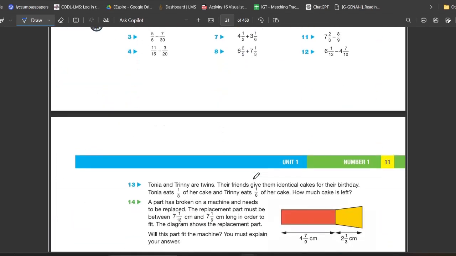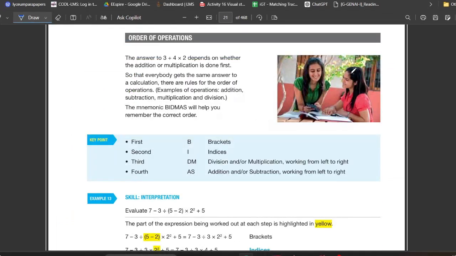Okay, so I think you got some idea. So, order of operations. If we get something like 3 plus 4 times 2, the answer depends on what we do first. If we do the multiplication first, we get 3 plus 8, that's 11. If we do the addition first, we get 7 times 2, then we get 14. So two answers are different. So that can't happen in maths.